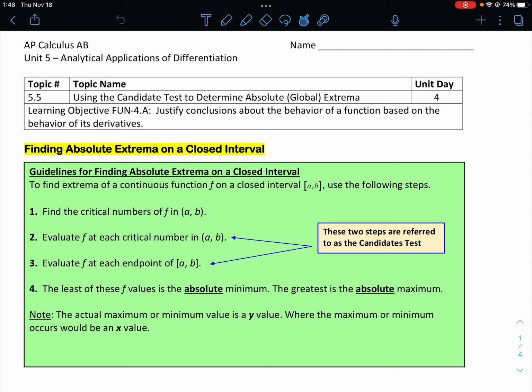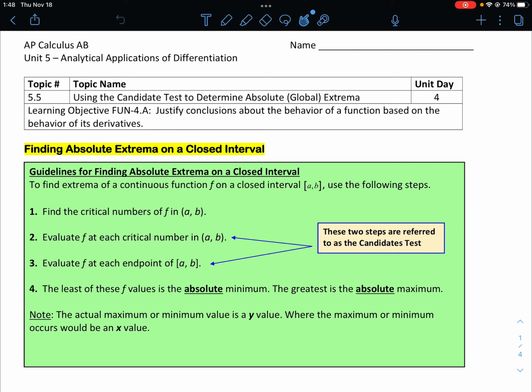Okay, so we talked before about extrema and relative versus global, or local versus absolute, or however you want to say it. This is going to help us find absolute minima and maxima on a closed interval.